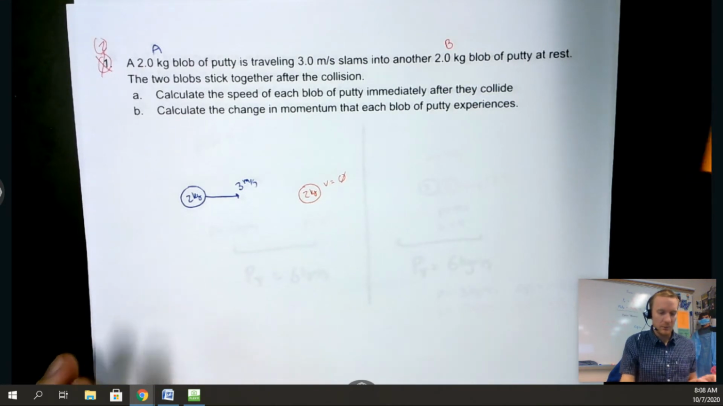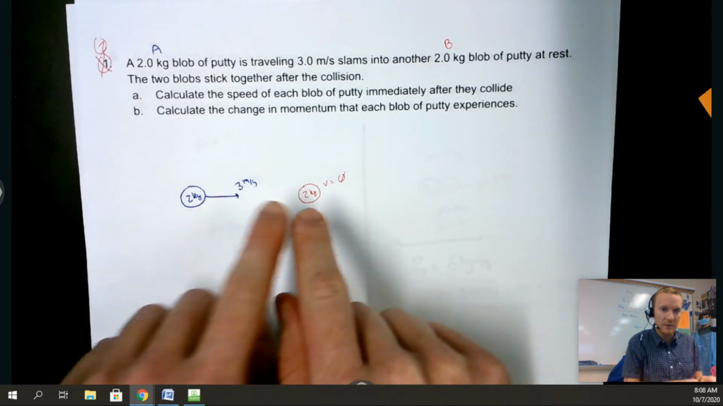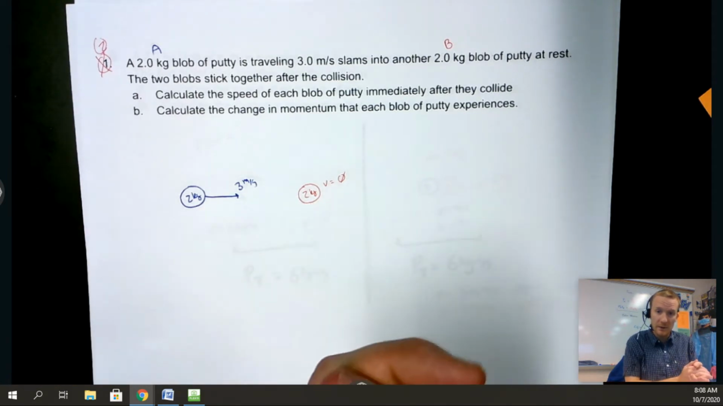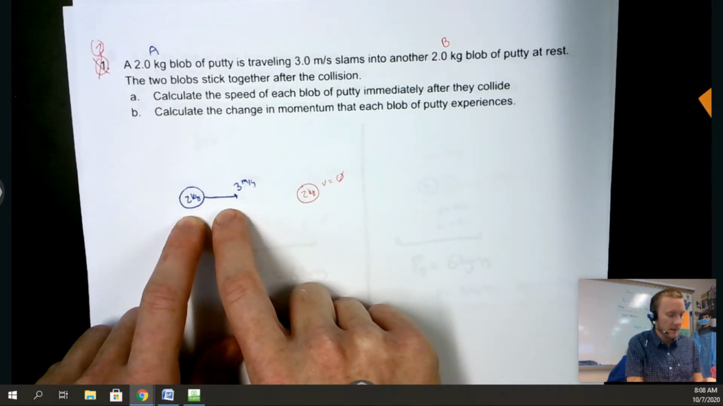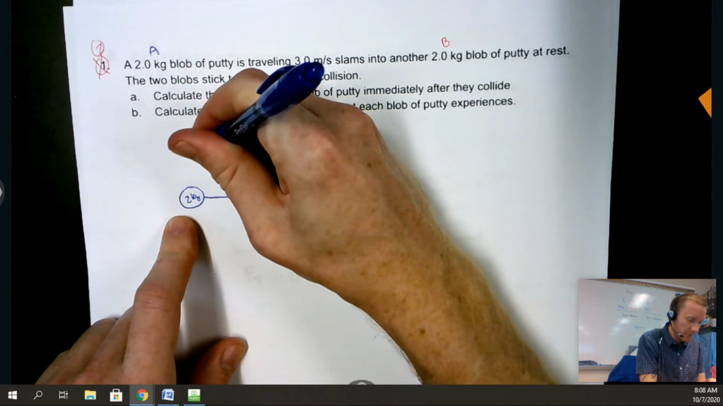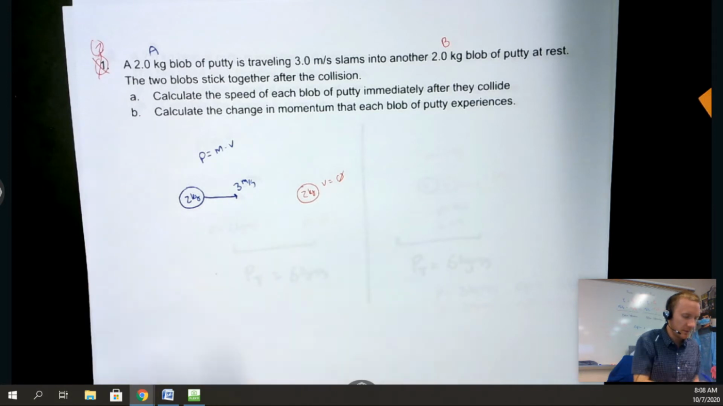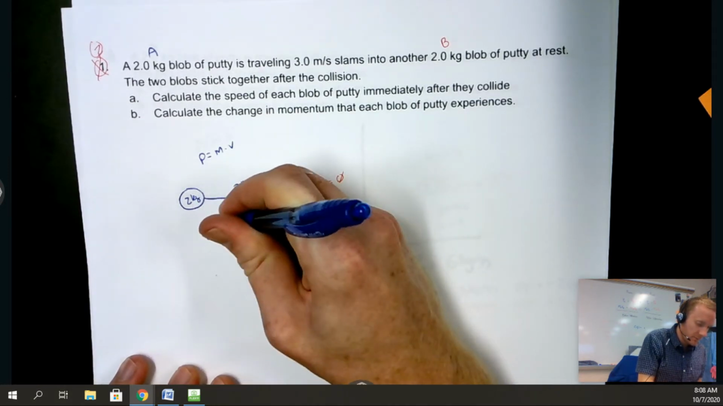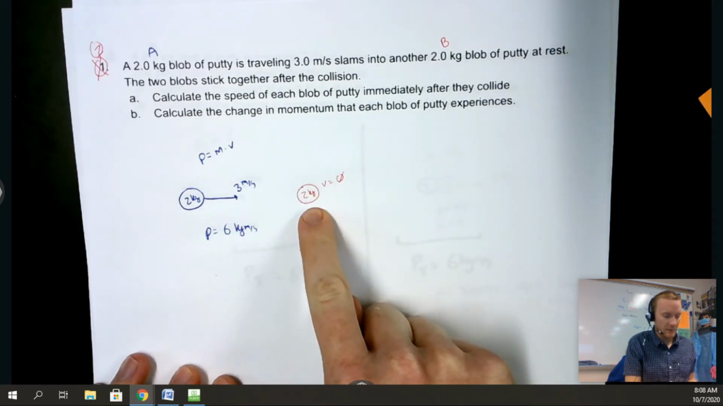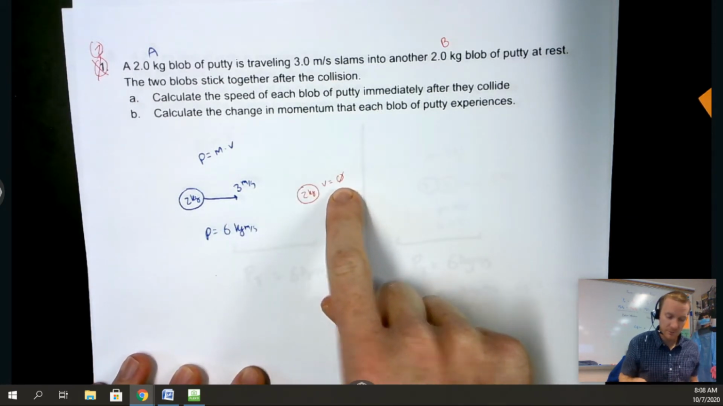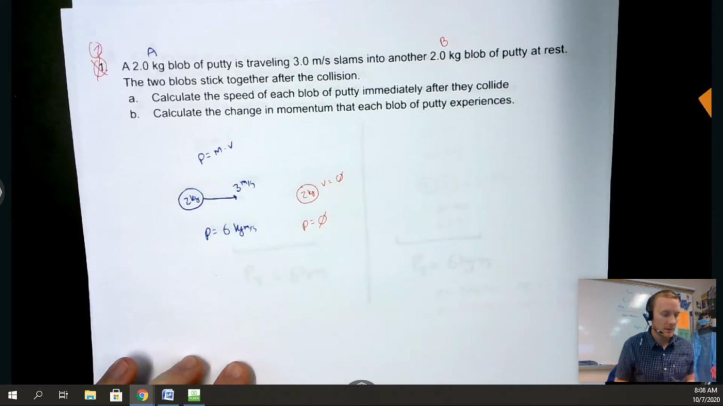Okay. Now, we're trying to figure out the total momentum of the system. So we have to identify what is the momentum of each blob before the collision and then add it together. Momentum of blob A, all right, recall our momentum equation, mass and velocity. Okay, so the mass times velocity, 2 times 3, that would give us a momentum of 6 kilogram meters per second. Okay, blob B is a little easier to calculate. I know it's at rest, so I know that its momentum has to be 0. Okay, it has to be 0 because it's not moving.